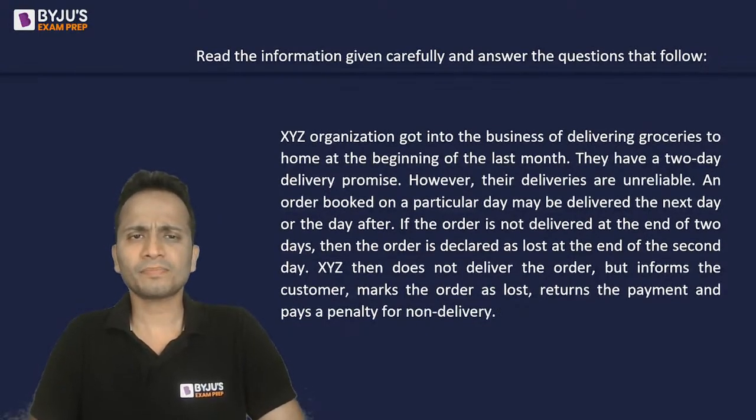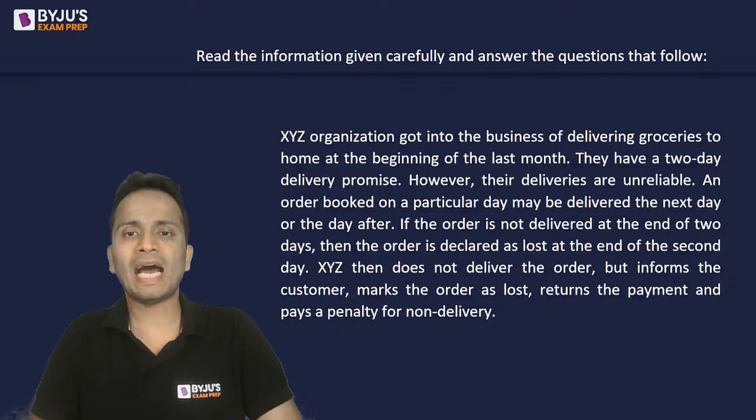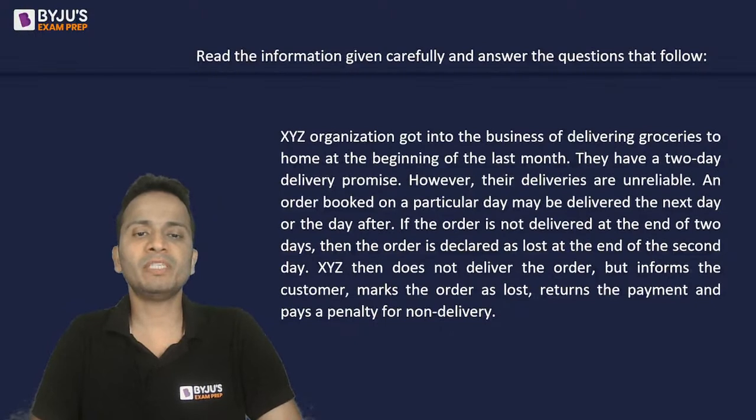Now, the question says that XYZ organization got into the business of delivering groceries to home at the beginning of last month. They have a 2-day delivery promise. However, their deliveries are unreliable. An order booked on a particular day may be delivered the next day or the day after. If the order is not delivered at the end of 2 days, then the order is declared as lost at the end of the second day. XYZ then does not deliver the order, but informs the customer, marks the order as lost, returns the payment, and pays a penalty for non-delivery.